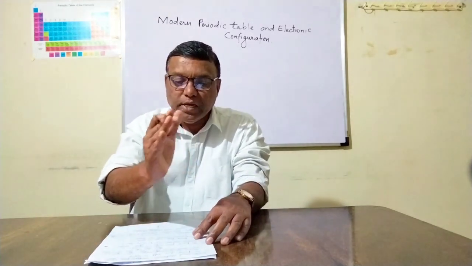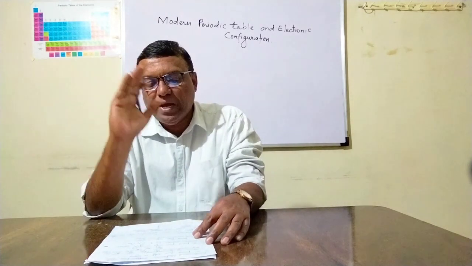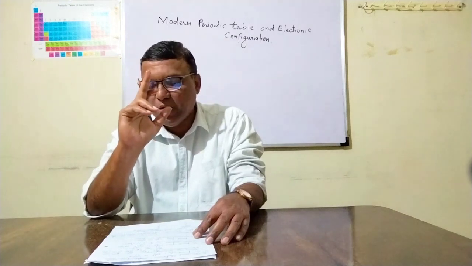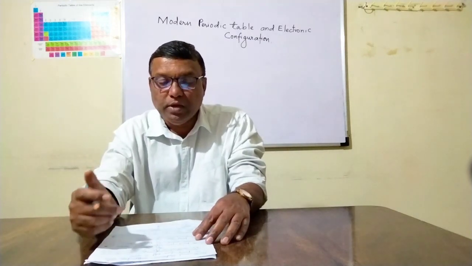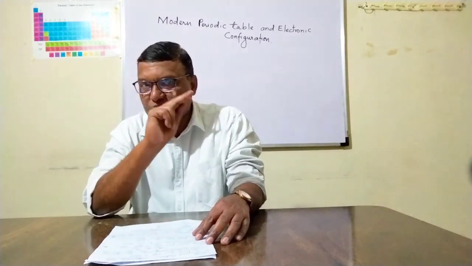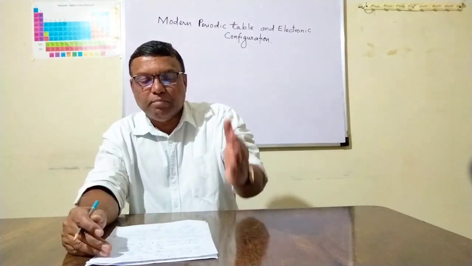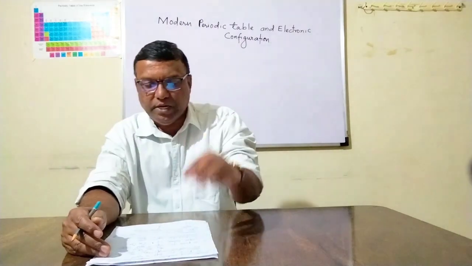In the period from left to right, valence electrons increase by 1. Let me tell you, I will give you an example. Now period number two. Once again we will take period number two.